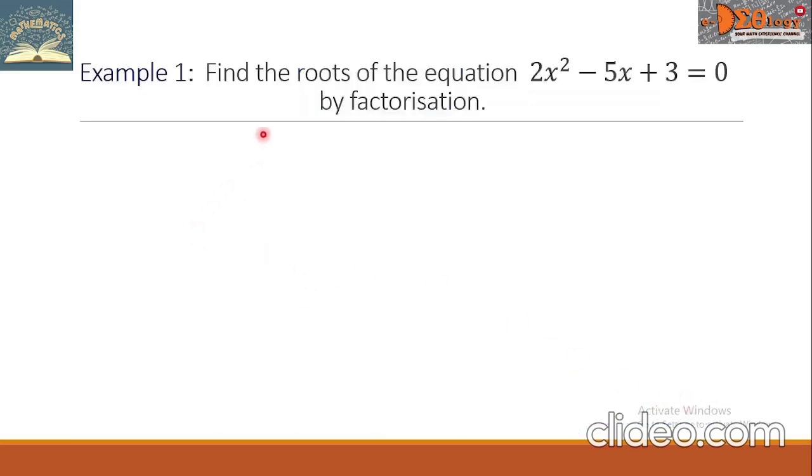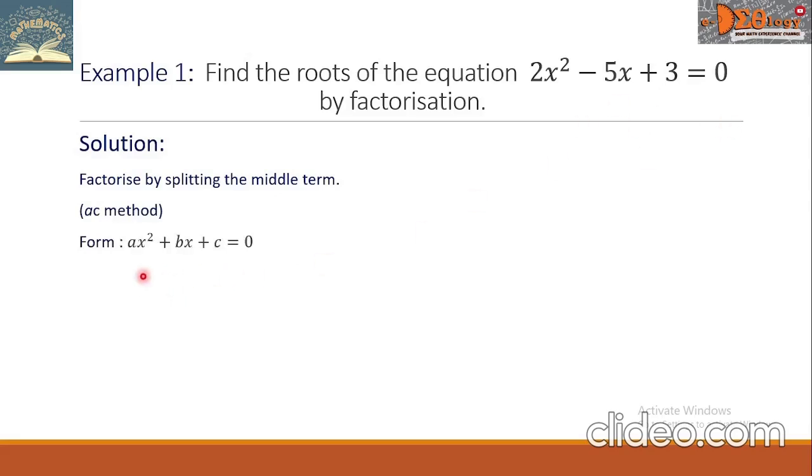Example 1. Find the roots of the equation 2x squared minus 5x plus 3 equals 0 by factorization. We factorize this by splitting the middle term. In some books, they call this the AC method. Take note that our form here is ax squared plus bx plus c equals 0, where a equals 2, that is the coefficient of x squared. The b is the coefficient of x, that is negative 5. C is the constant 3.